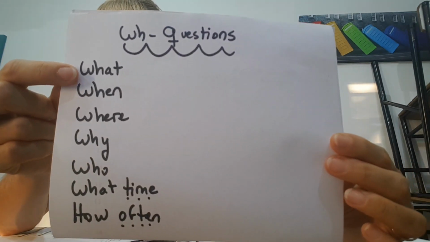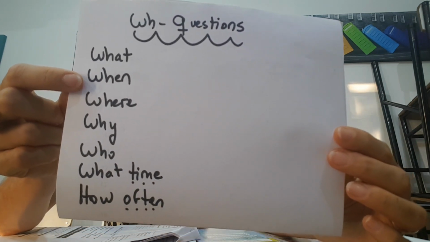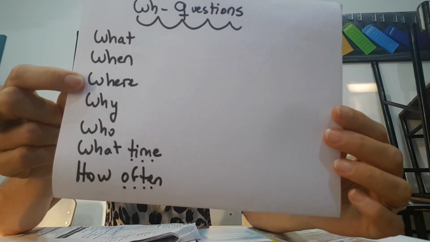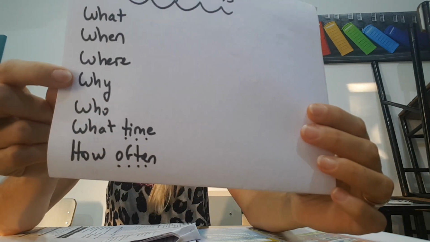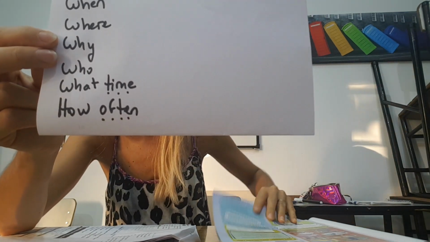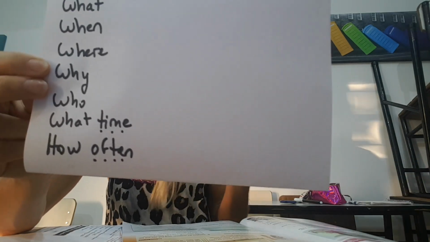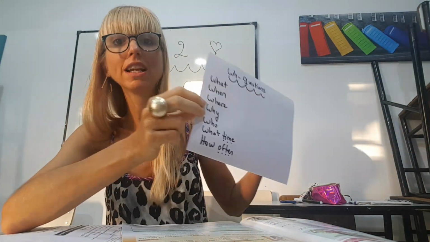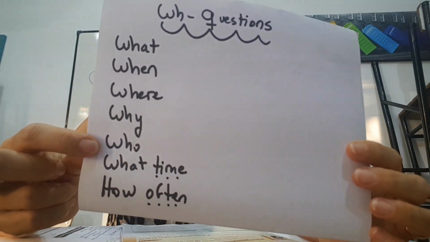What, like, what do you like? When, like when do you go to school? ¿Sí? ¿Cuándo? Where, like where do you live? Para preguntar sobre lugares. Why? A ver, ¿quién se acuerda que era why? ¿Por qué? Very good. So why is answered with because. Pregunto con why, respondo con because. ¿Se acuerdan eso? Bueno. Who, para preguntar quién.